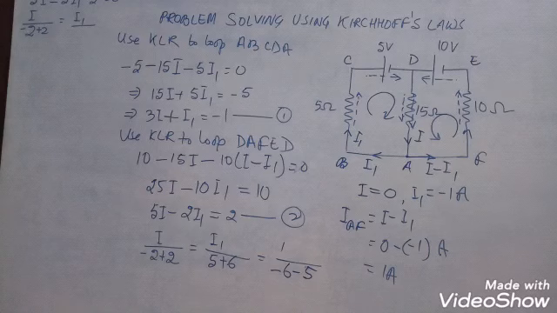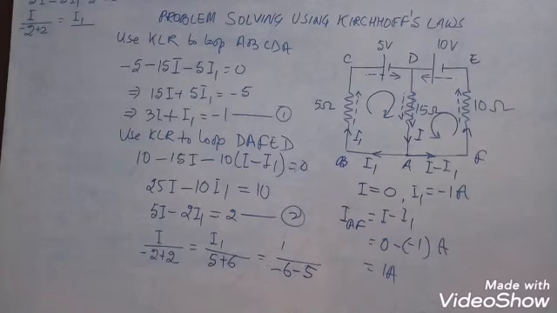So we can see that the current flowing through resistor of 15 ohm is equal to 0. The current flowing through the resistance of 5 ohm is equal to 1 ampere. The current flowing through the resistance of 10 ohm is also equal to 1 ampere. So that is the solution.